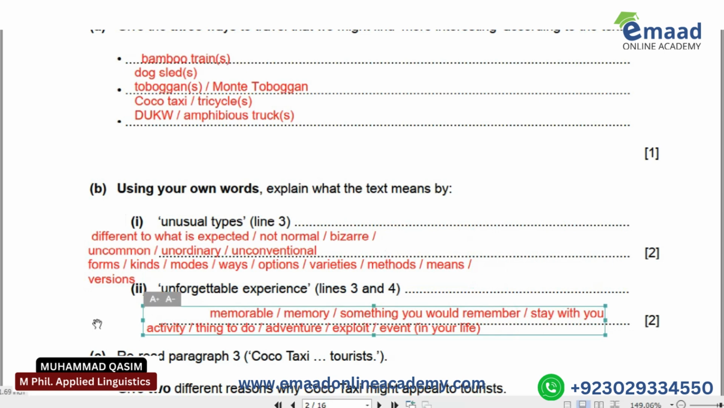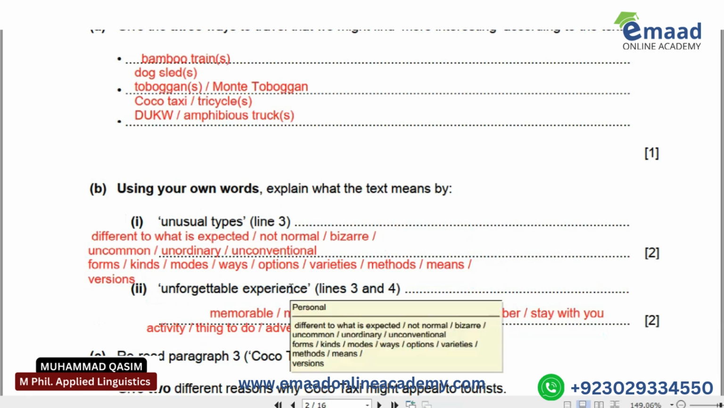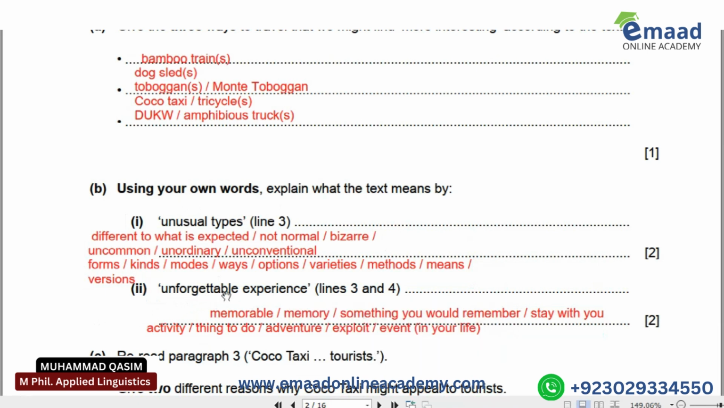So the second component of the same question is the same type of question: using your own words, giving the meanings of the words unforgettable experience. Here are again 2 words, unforgettable and experience. You need to give the meaning of these 2 words, so you need to add 2 things. And that's why there are 2 marks for this.